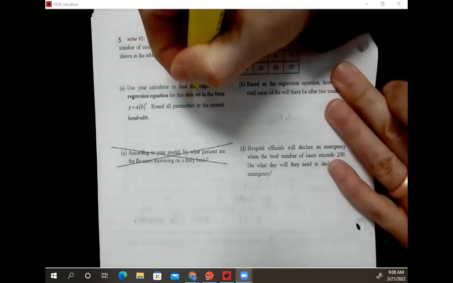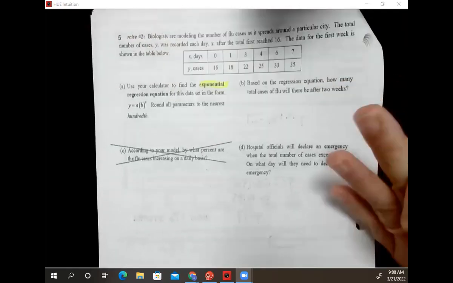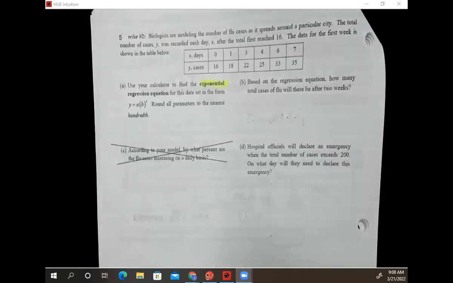So this tells me in the problem what type of regression to find. Almost always for the problems that you're seeing, it tells you what type of function you want. So in our last few days, it said find the best fit line. That tells me I want a linear function. Here it says exponential, so we'll find an exponential function.